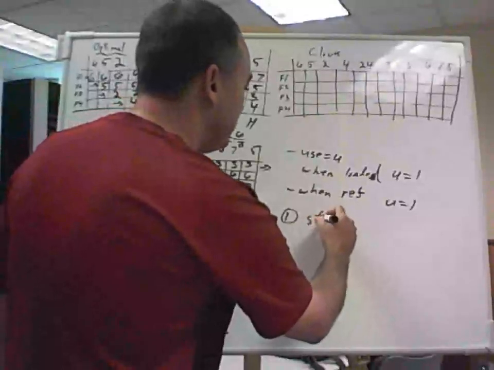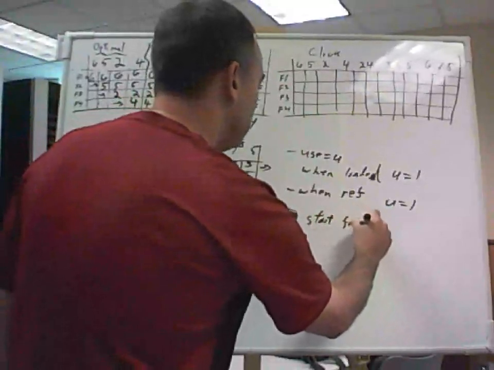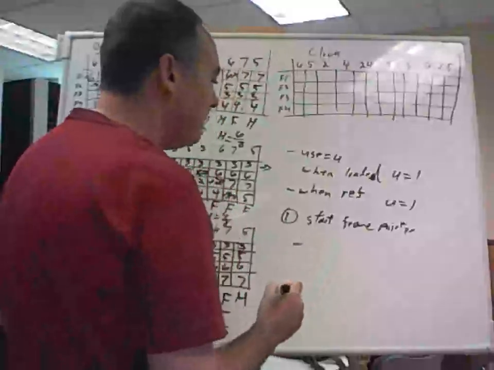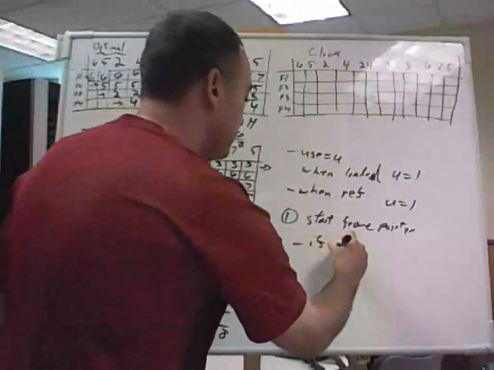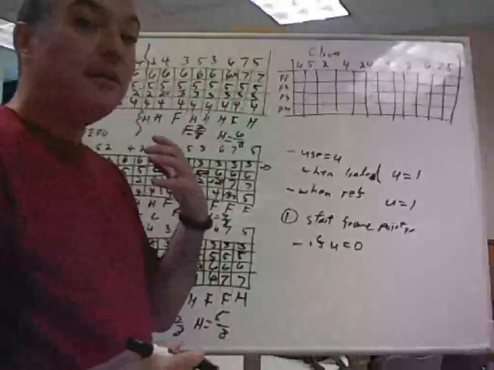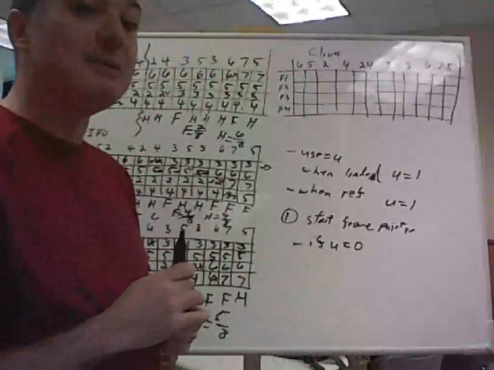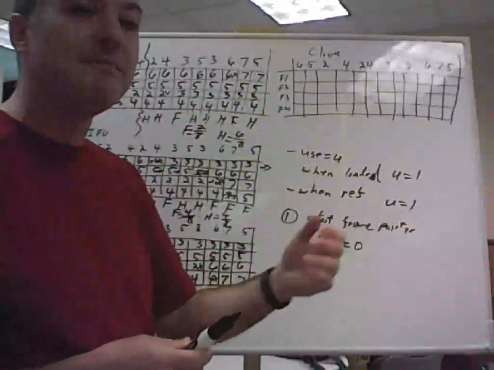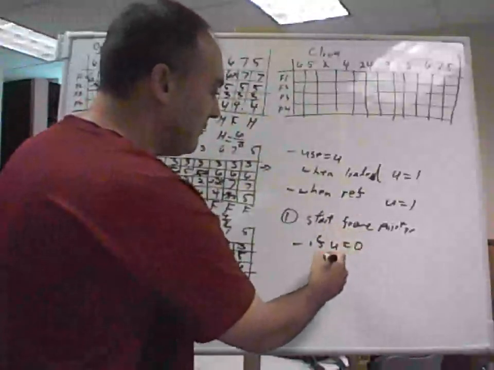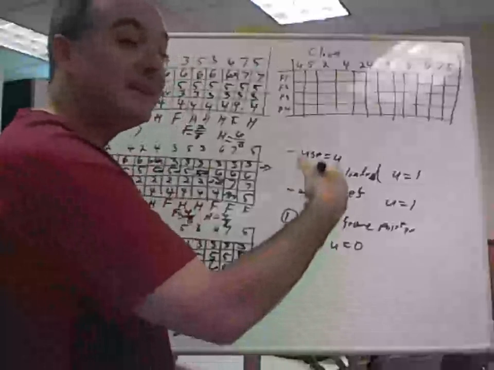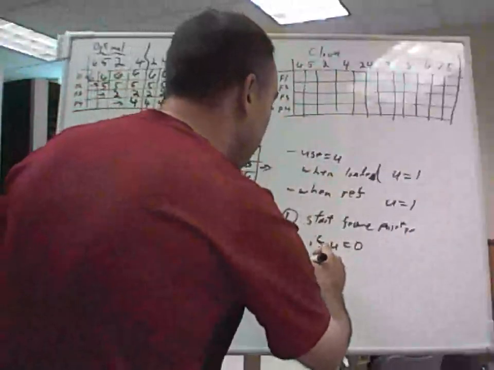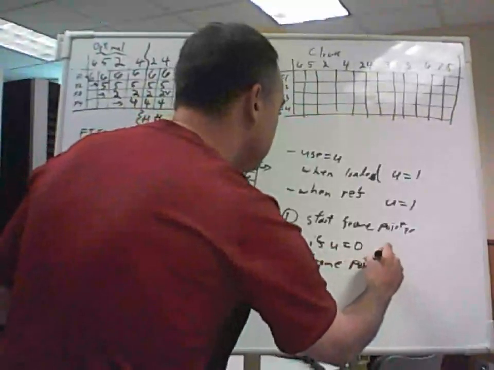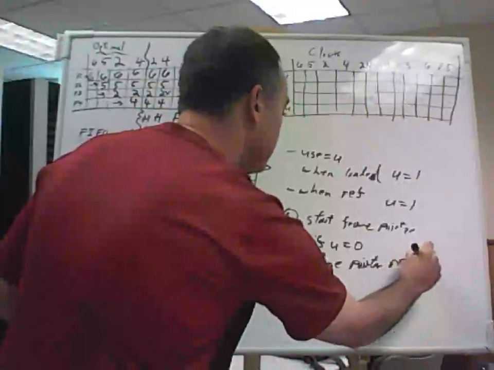So starting at our frame pointer, if the use bit is equal to 0, we found the page that we're going to select for replacement. As soon as we find a use bit in a frame where it's 0, we select that page for replacement. And then if we select a page for replacement, we point the frame pointer to the next frame after the one that we replace. So the frame pointer goes to the next frame.